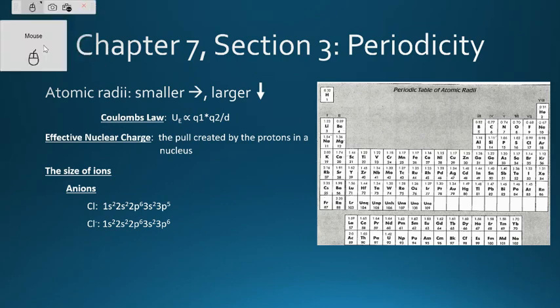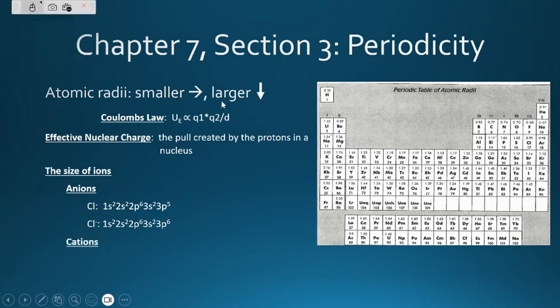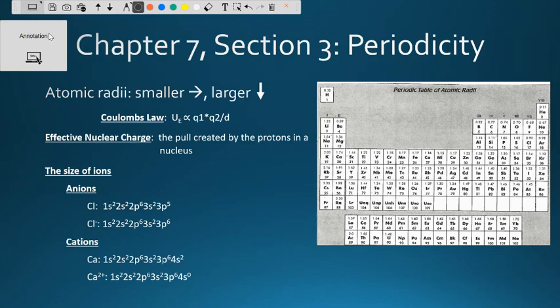Now let's take a look at another situation. That's anions. Let's take a look at cations. And so we can compare calcium and the calcium ion. Now once again, calcium is atomic number 20. We have 20 total protons in both cases.